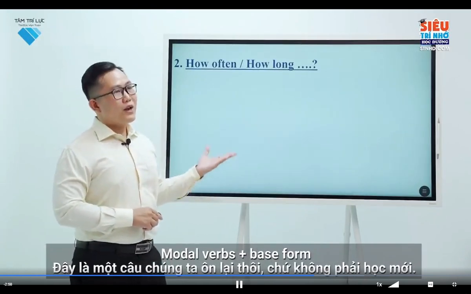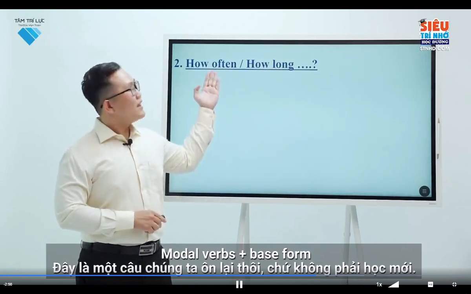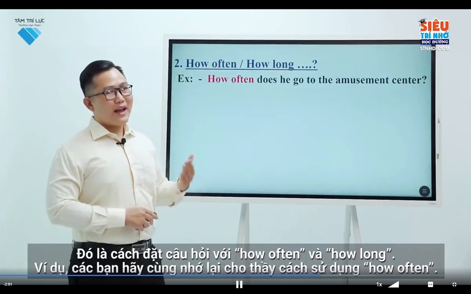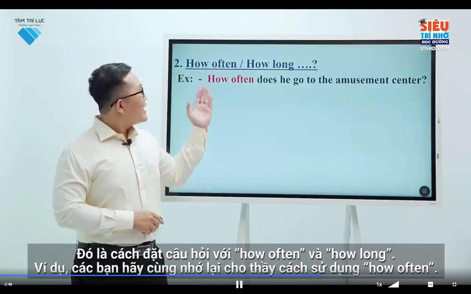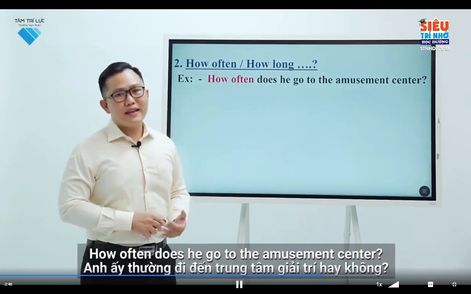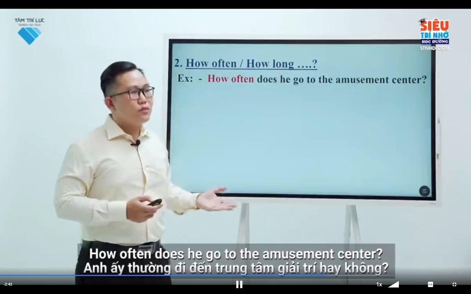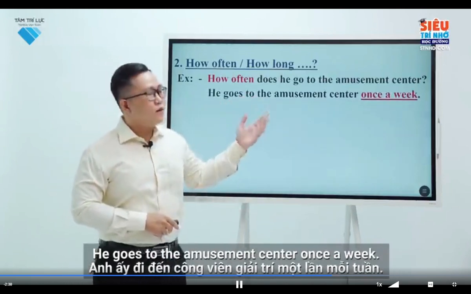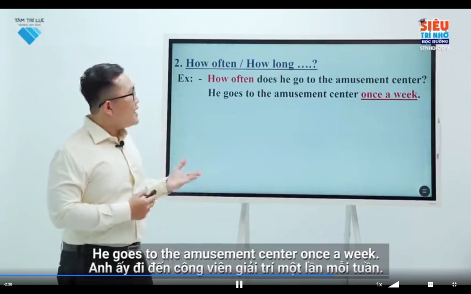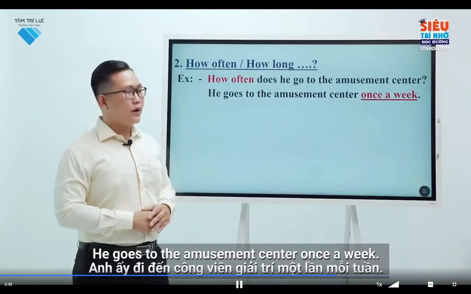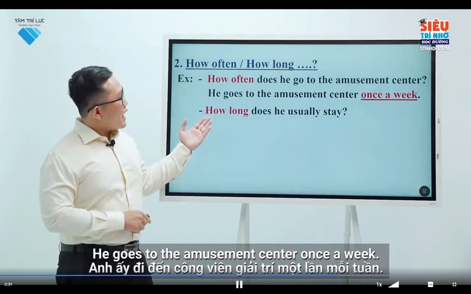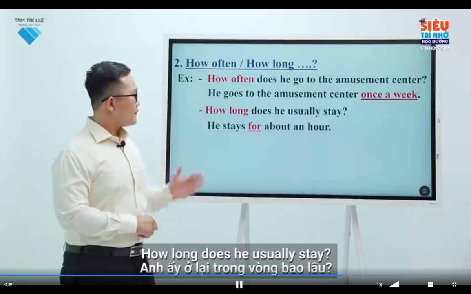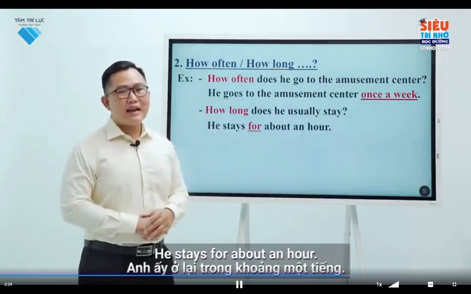Next is just a revision from what you've learned before. It is how to ask questions using how often and how long. For example, remember how to use how often. How often does he go to the amusement centre? He goes to the amusement centre once a week. How long does he usually stay? He stays for about an hour.